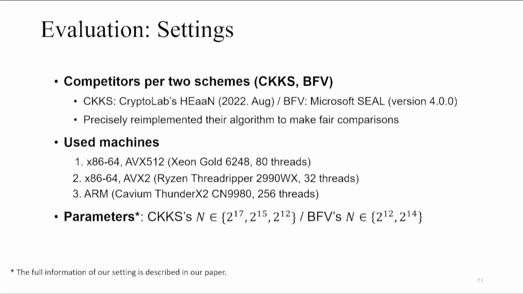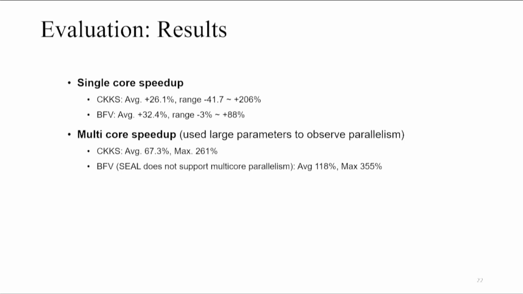And this is the evaluation. In order to evaluate the performance of HEaaN.MLIR, I chose two competitors for each scheme. I precisely re-implemented the algorithm they used, and then compared the performance on three machines. On the single core machine, we could see around 20 to 30% speed up on average, and for maximum about 200% speed up. And for multi-core, we could see a similar result.